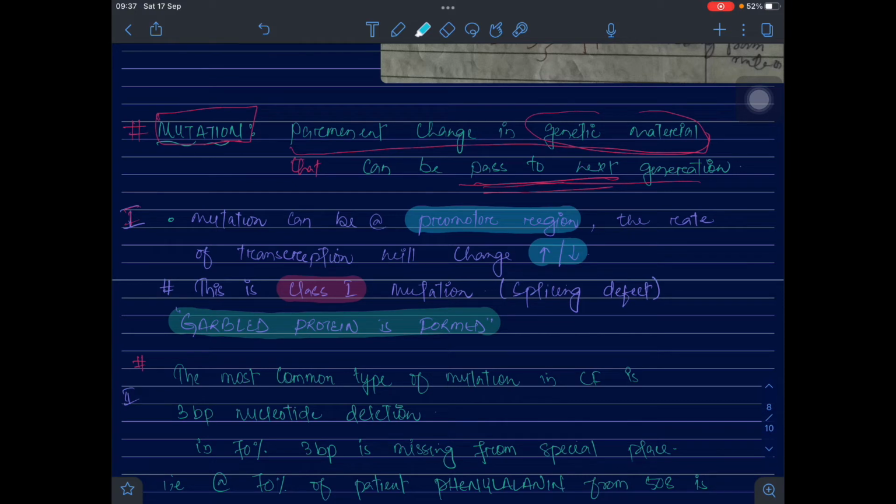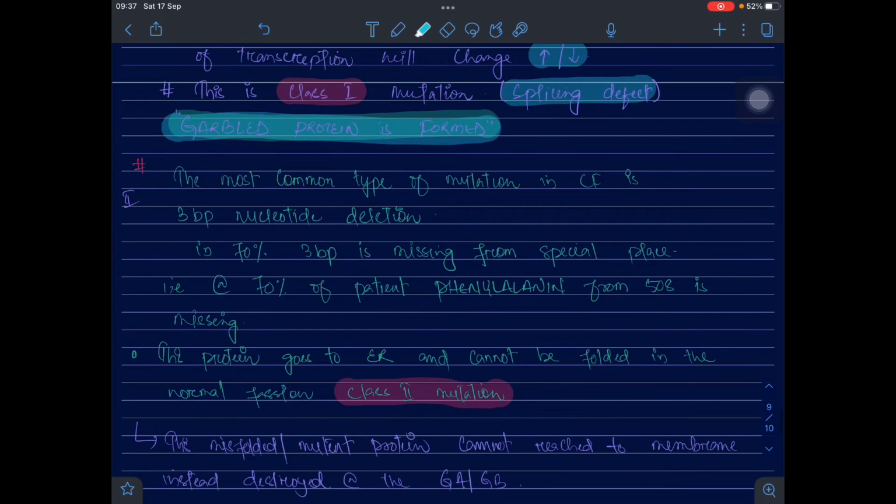This is called the class 1 mutation, that is, a splicing defect. What type of protein will be formed? Garbled protein will be formed. The most common type of mutation in cystic fibrosis is the class 2 type of mutation. I will explain what the class 2 type of mutation is. In this, a 3 base pair deletion will occur. A 3 base pair nucleotide deletion will occur.